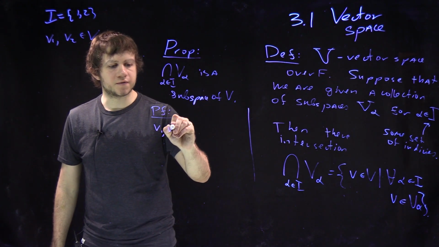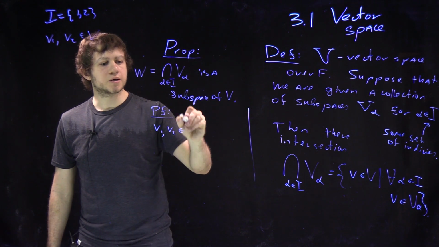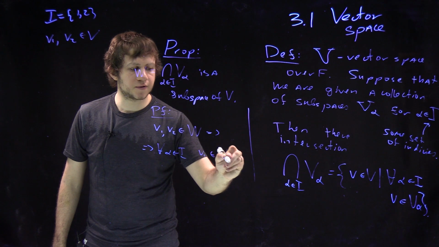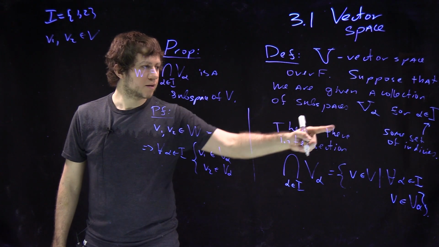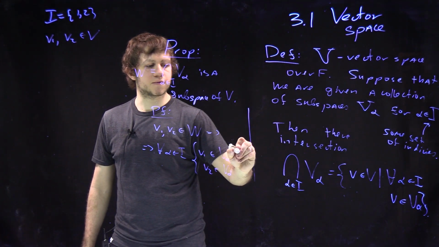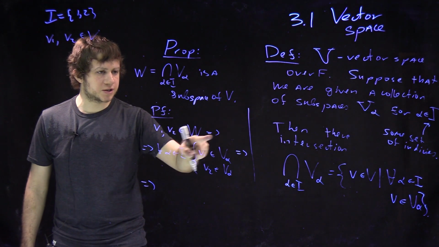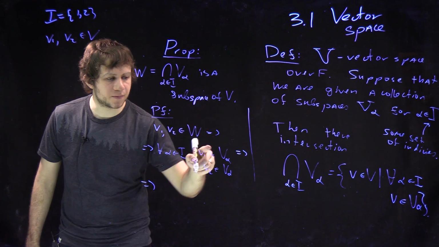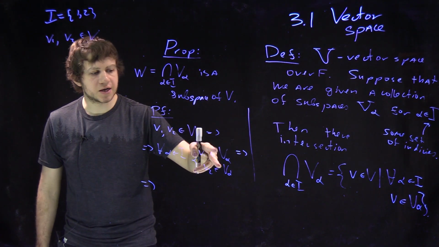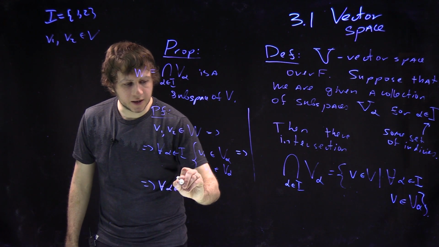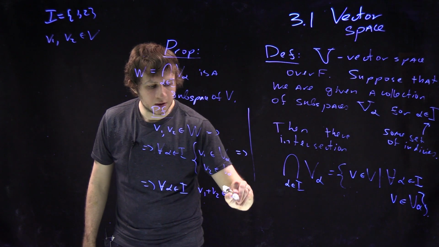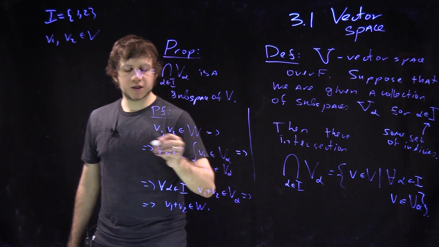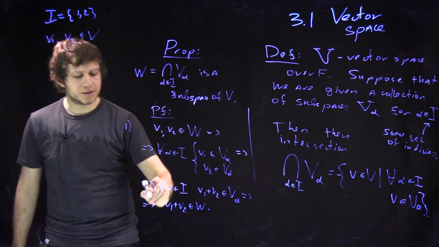So suppose v1 and v2 lie inside, let me denote it by W, lie inside W. Then for every alpha in I, v1 lies inside V alpha and v2 lies inside V alpha. This is just the definition of W, and then we apply property 1 of a subspace. You can add two vectors in a subspace. Then for every alpha inside I, v1 plus v2 is inside V alpha, but then of course it's inside the intersection. And so this is part 1 of the definition of a subspace, and part 2 is of course similar.